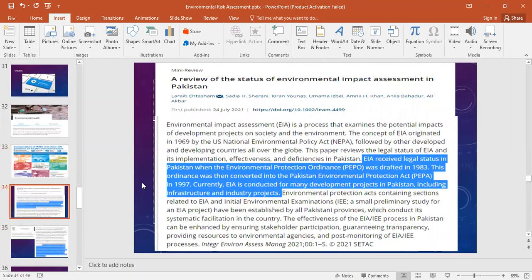This is one of the published articles: a review of the status of environmental impact assessment in Pakistan. Environmental impact assessment received legal status in Pakistan when the Environmental Protection Ordinance was drafted in 1983. This ordinance was then converted into the Pakistan Environmental Protection Act in 1997, and currently environmental impact assessment is conducted for many development projects in Pakistan, including infrastructure and industry projects.